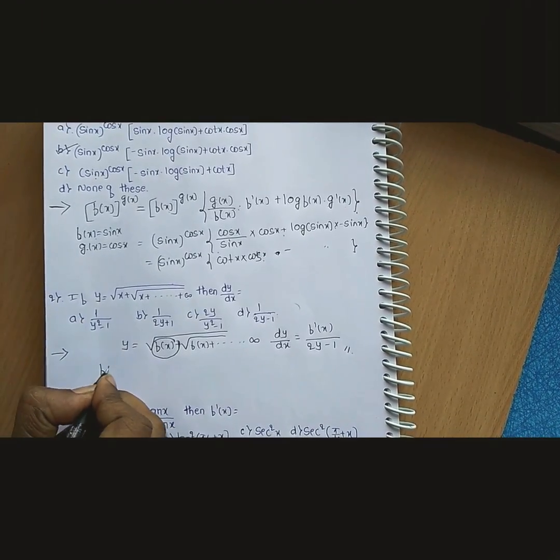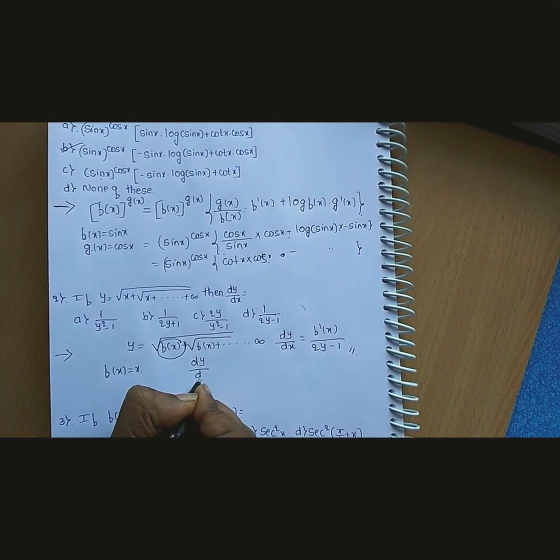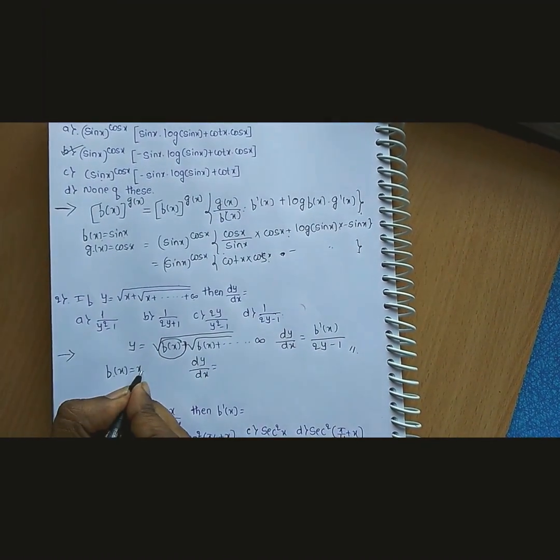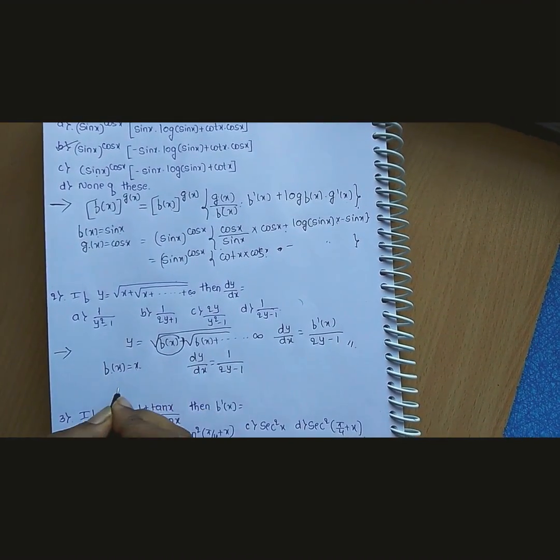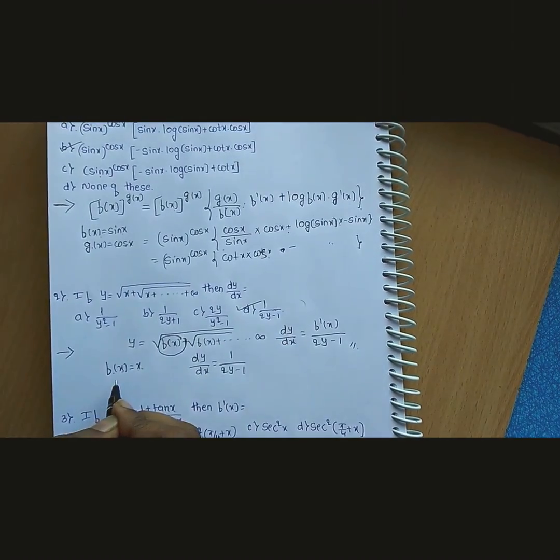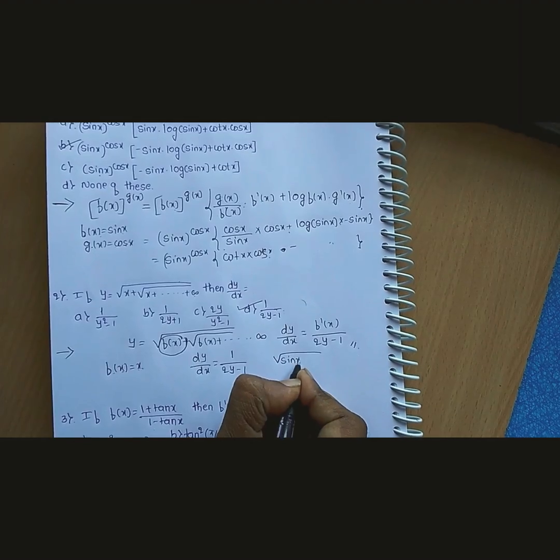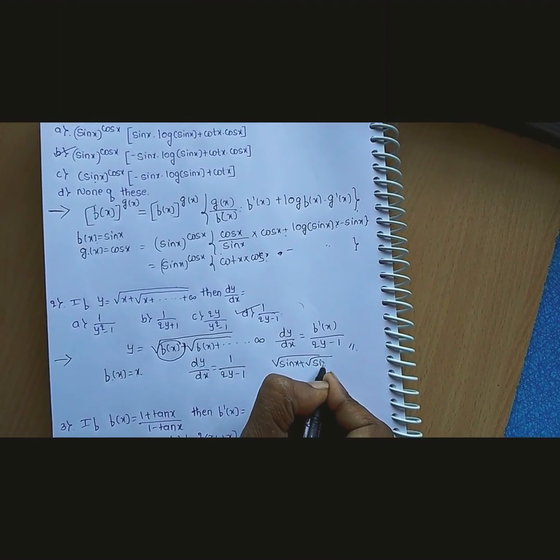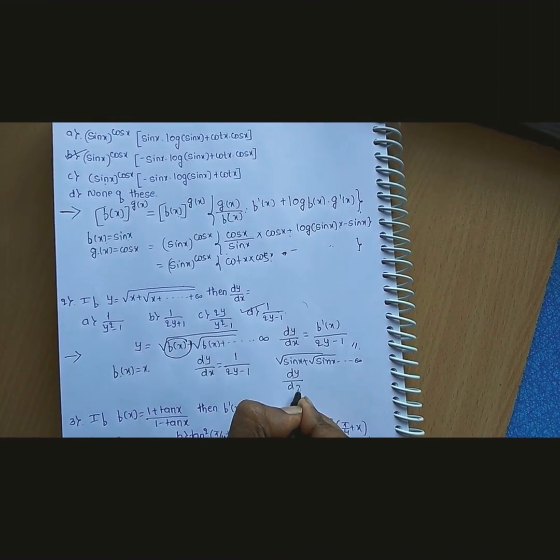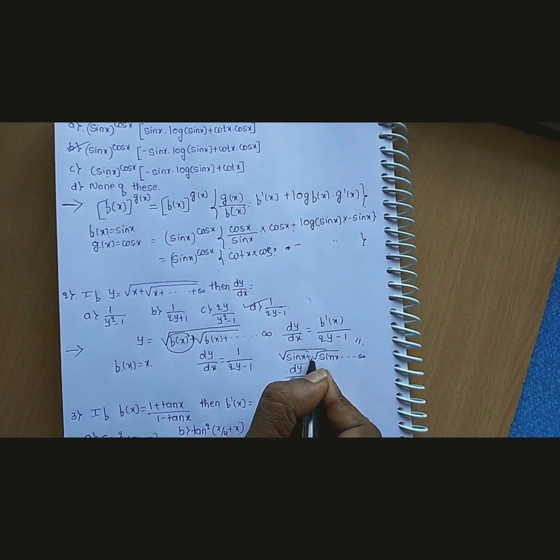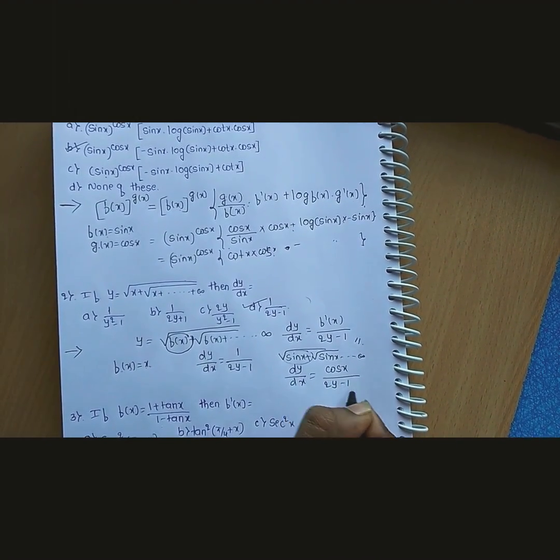Here f of x is nothing but x. So dy by dx is equal to f dash of x, the differentiation of x, that is 1, divided by 2y minus 1. Therefore our answer is option D. In the place of x, suppose they give sin x plus root of sin x plus so on up to infinity, then our answer is dy by dx equal to just the derivative of this, cos x, divided by 2y minus 1.